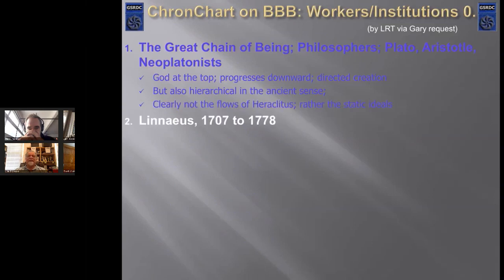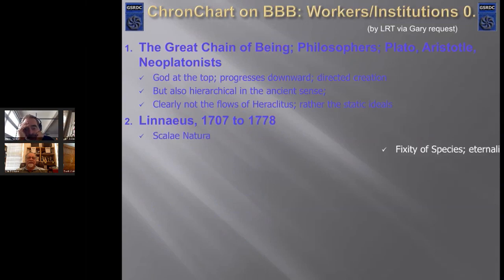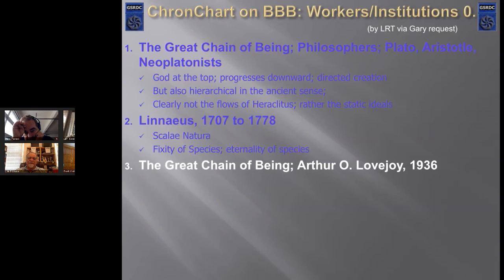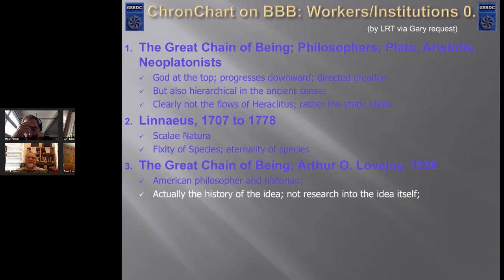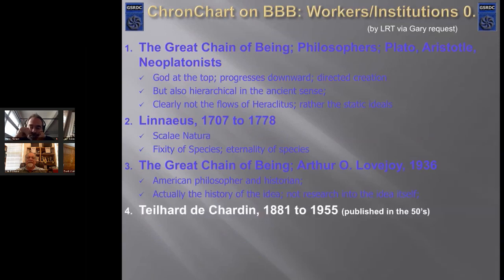And then that was picked up by Linnaeus in the Renaissance humanist period in the 1700s, where he made the Scala Naturae, which was an organization of all the species on Earth. But even though he ordered them, it was an ordering of fixed species because he taught the eternality of species, which was the religious dogma of the time. But then it was picked up in 1936 by Arthur Lovejoy, who talked about the great chain of being. He was an American philosopher and historian, but he actually was looking at the history of the idea, not research into the idea itself. And so it was more in this fixed, which is different.